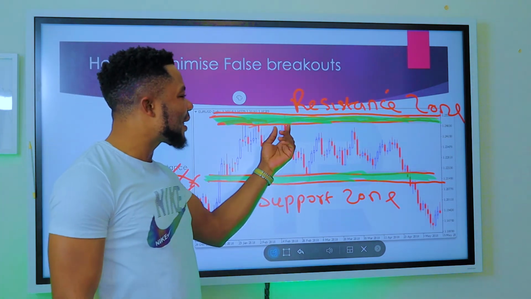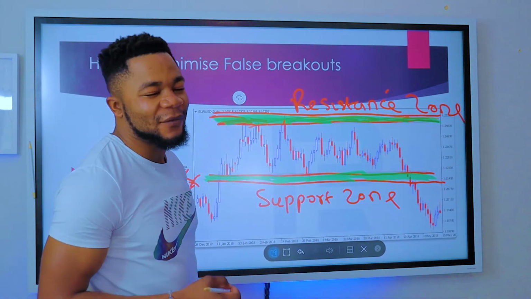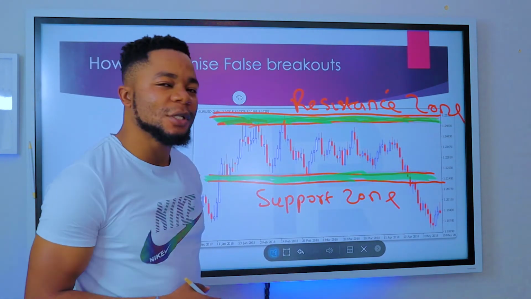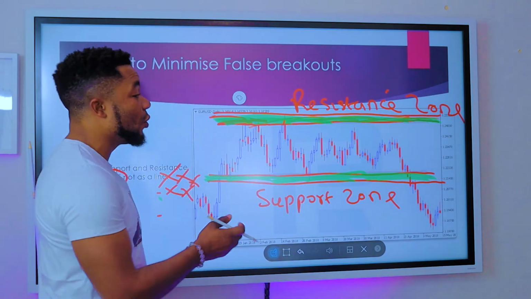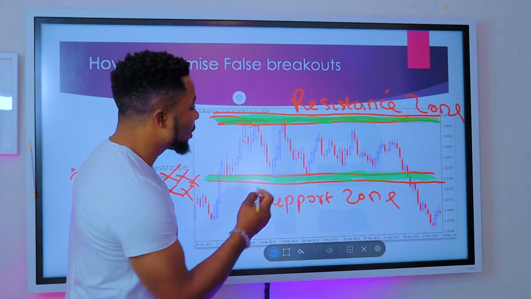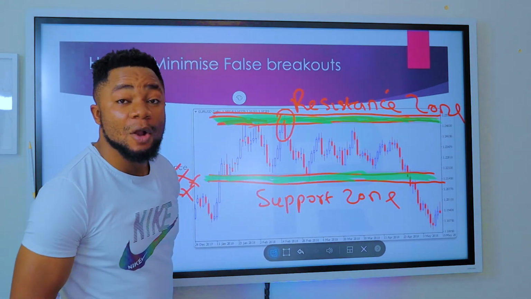So even if the market came here and I just saw a small candle pierce into the zone, I'll just laugh, because I know that market makers are already doing their thing. Stop loss hunters are already doing their thing. I know the market is still in that zone. And we'll see what happened. After that, I had what we call a bullish engulfing candle.